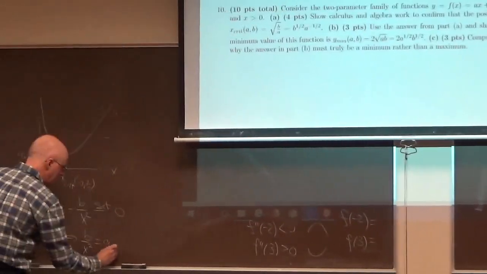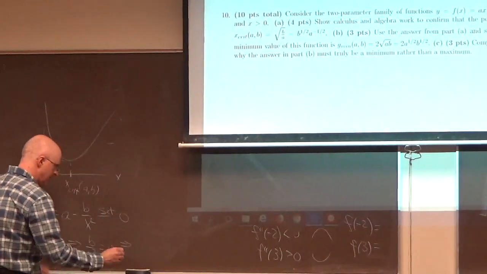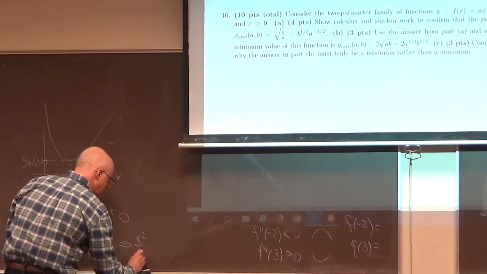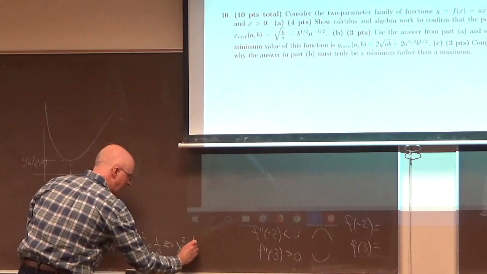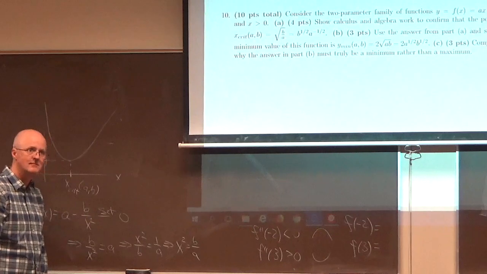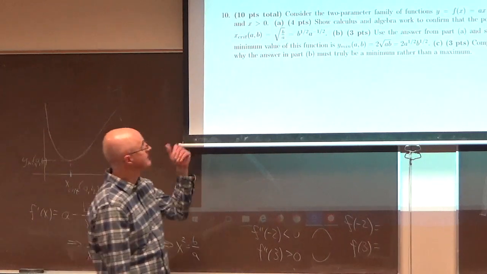B over x squared will be A. That means if you flip both sides, x squared over B will be 1 over A. So x squared will be B over A. Take the square root of that. Positive square root because we are letting x be positive.